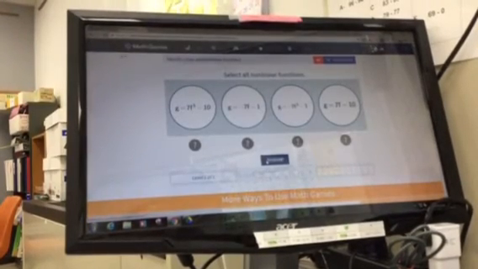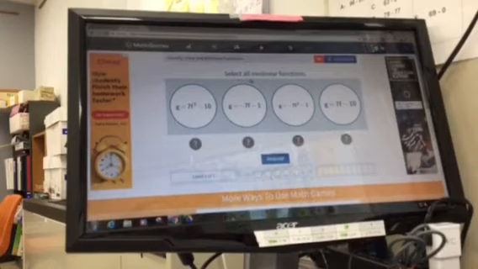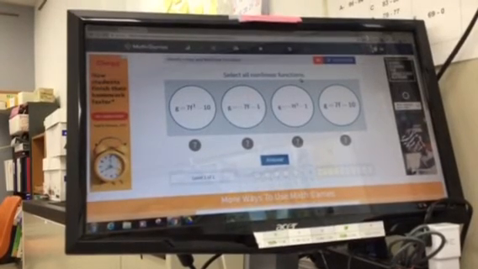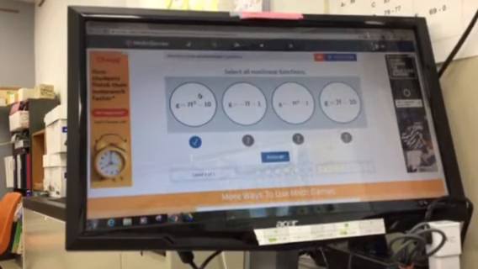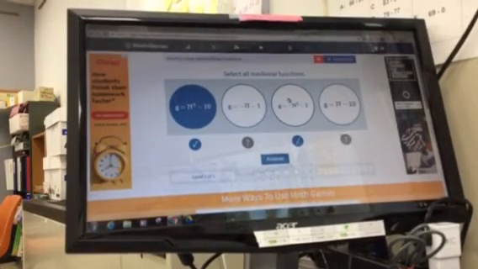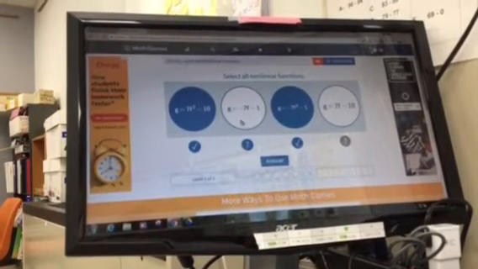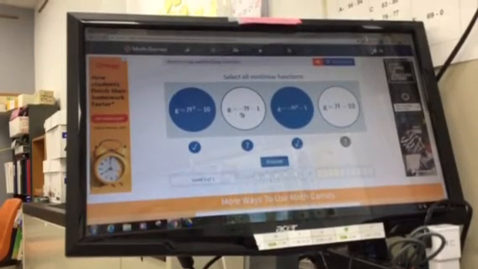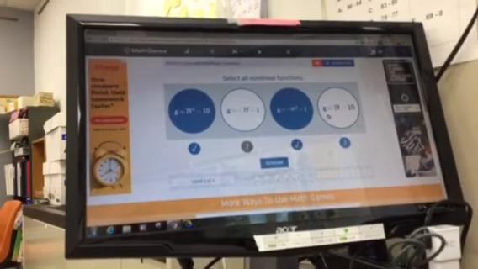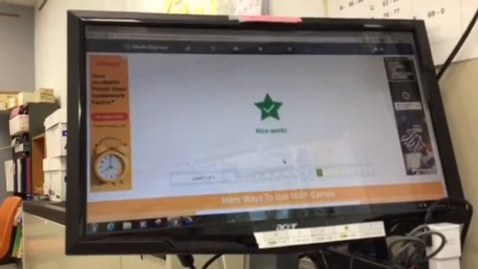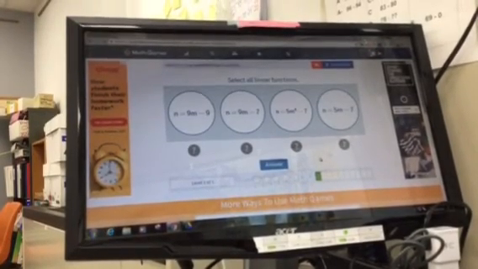So, for example, if I want to identify linear and nonlinear, it's asking me to select all of the nonlinear. Well, I know the thing to look for is an exponent. So I know this one's not linear. I know this one's not linear, but look at this one. It sure looks like y equals mx plus b. This one sure looks like y equals mx plus b. So let's see if we get it right. Ta-da! And it's going to let you know.